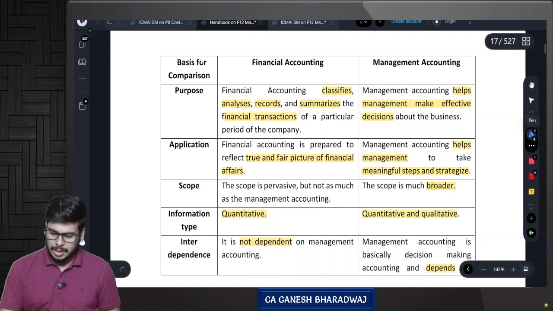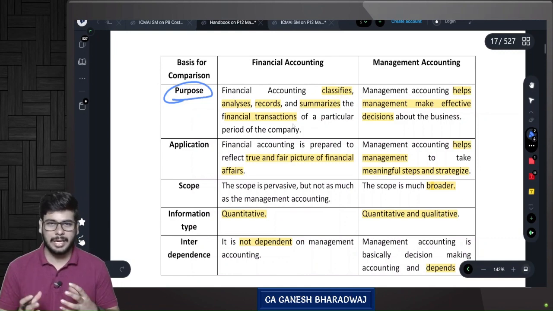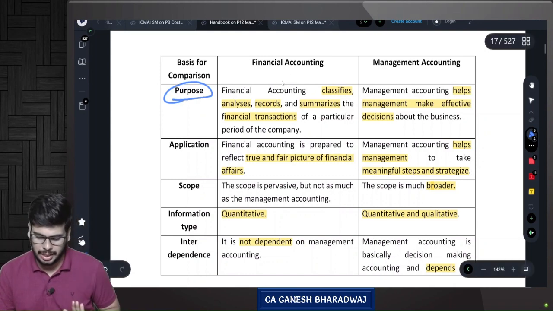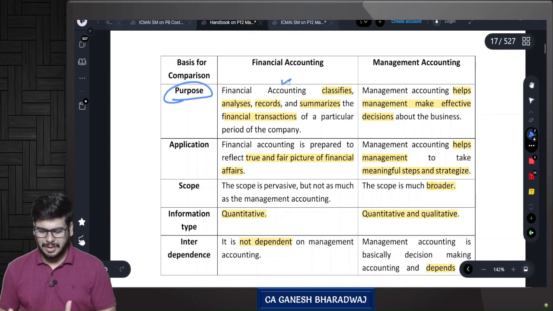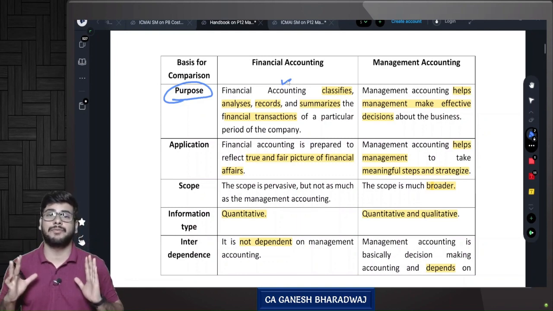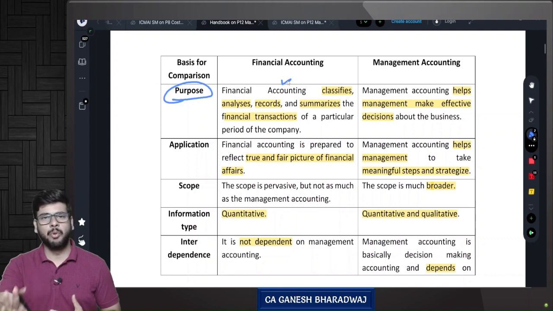First, the basis for comparison. Purpose. Why you are having financial accounting. It classifies, analyzes, records, and summarizes the financial transactions of a company, basically to present the financial statements and give them to the external users. Broadly, this is the purpose. Clear? They have given some words. Please don't think this needs to be mugged up. That is a very, very wrong way of learning anything. Don't mug up anything. Read it once, understand, put it in your own language.